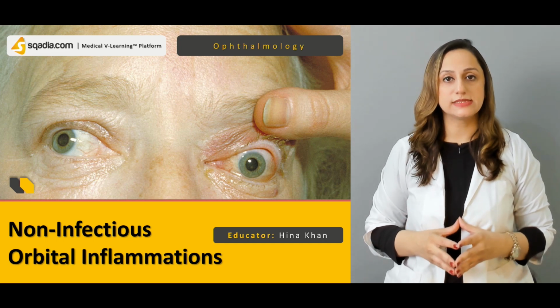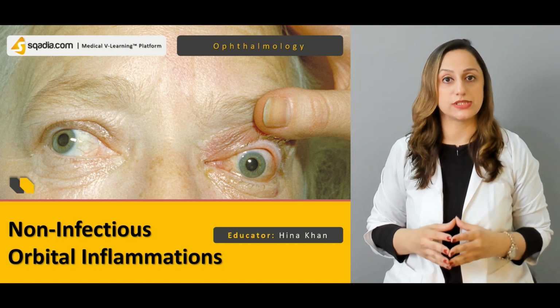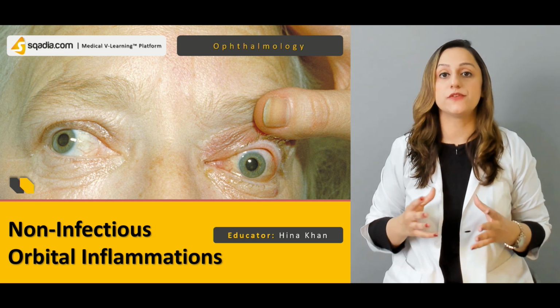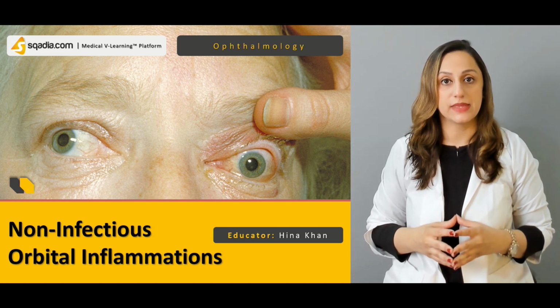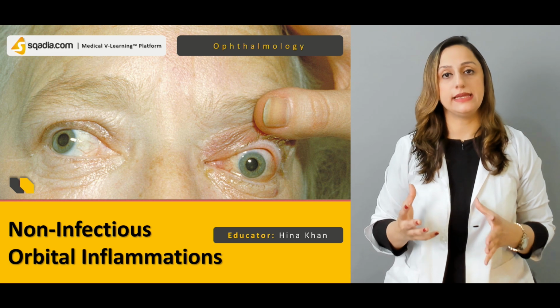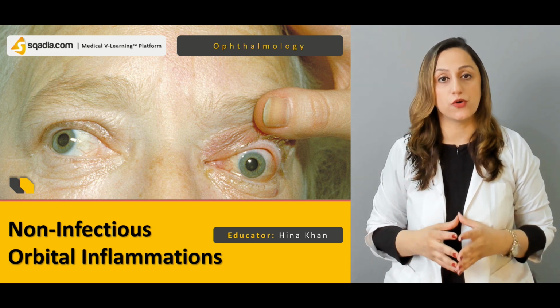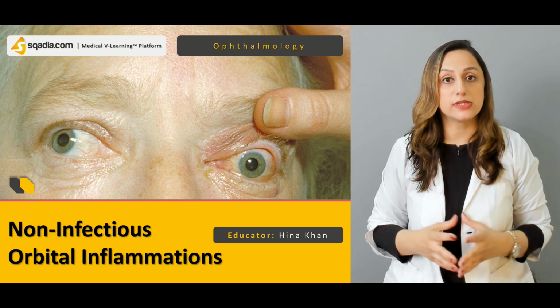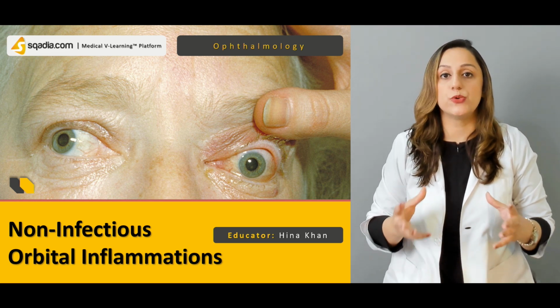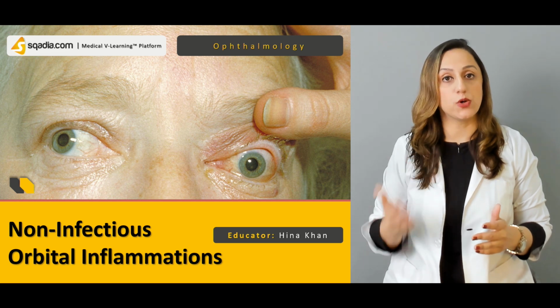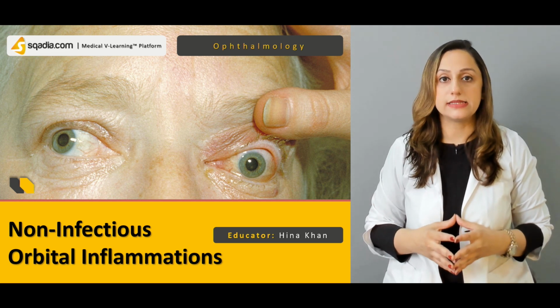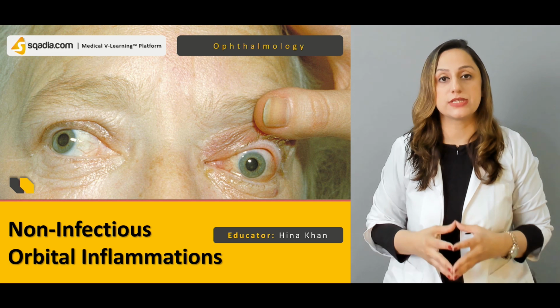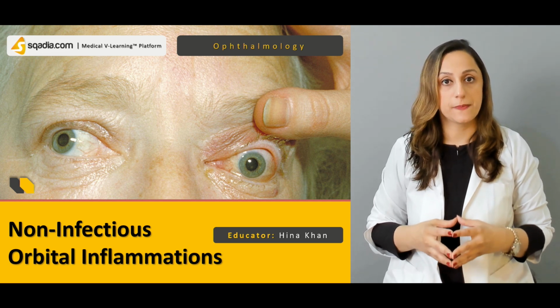Orbital inflammations can be of infectious origin as well as non-infectious origin. Whenever we recall the infectious inflammations of the orbit, we remember that they can be of bacterial, viral, or fungal origin, which is known as mucormycosis. And on the other hand, we have the non-infectious inflammations of the orbit.